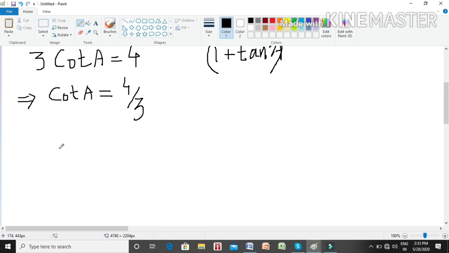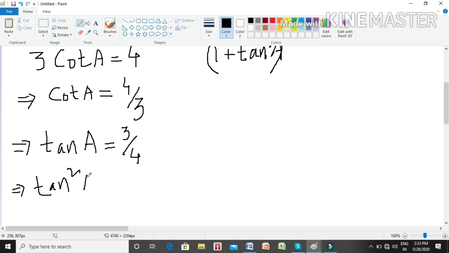So let us first of all find out from here what is the value of tan A. If cot A is 4 by 3, then tan A here will be 3 by 4. And if tan A is 3 by 4, then tan square A will be 3 by 4 whole square, which will be 9 by 16. So this is the value of tan square A.